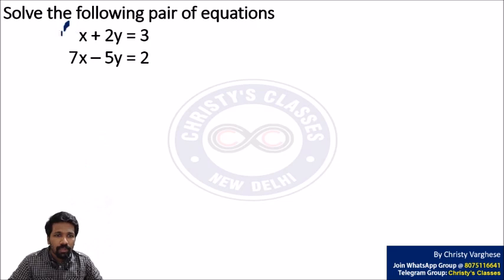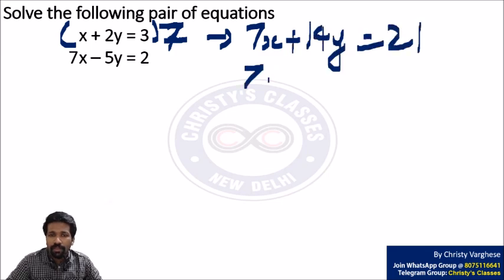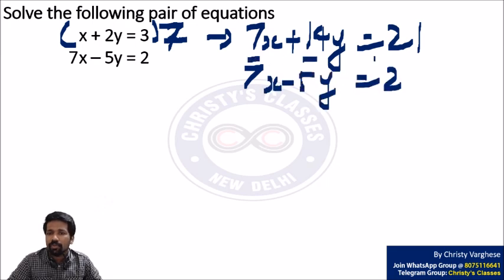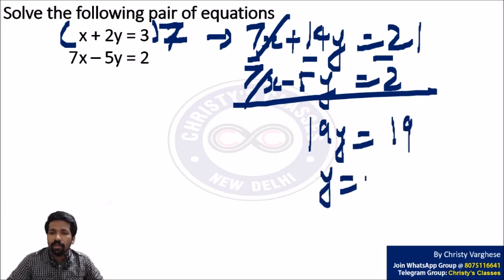Here, if you multiply this by 2, or multiplying by 7 will be better. Multiplying by 7, you will get 7x plus 14y is equal to 21. And the second equation is 7x minus 5y is equal to 2. Now you can subtract these two equations. Subtracting, you can delete the 7x to make 0x. 14y minus 5y is 19y. 19y is equal to 19. So y is equal to 19 by 19, 1 you will get.